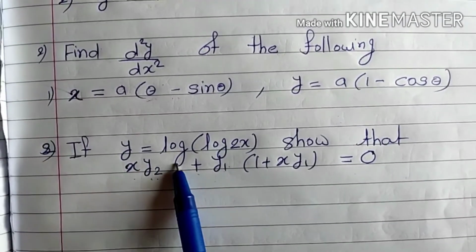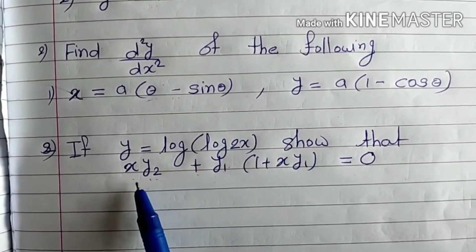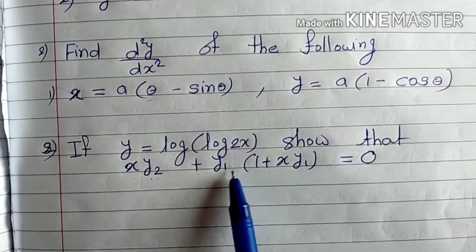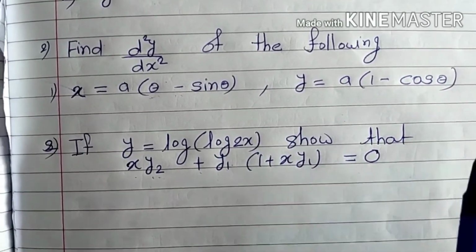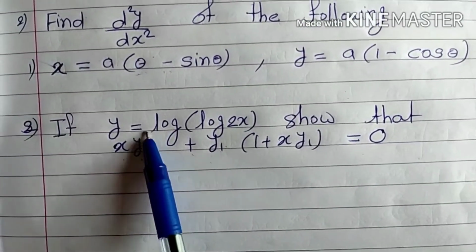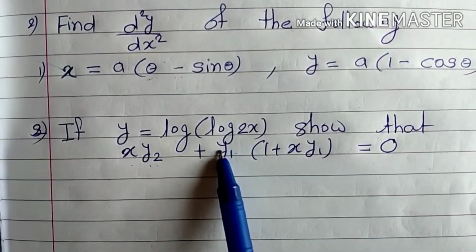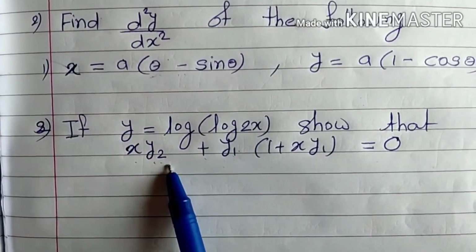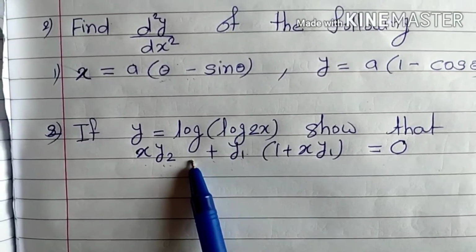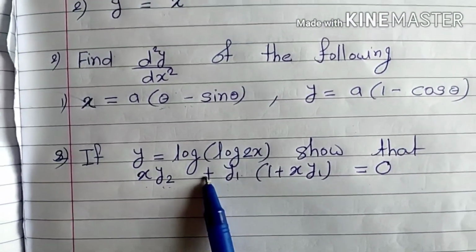Next, y is equal to log of log 2x, and you have to show that xy2 plus y1 into 1 plus xy1 equal to 0. So it is second order derivative, it is first order derivative, means you have to differentiate it 2 times. So try to solve it. Thank you.